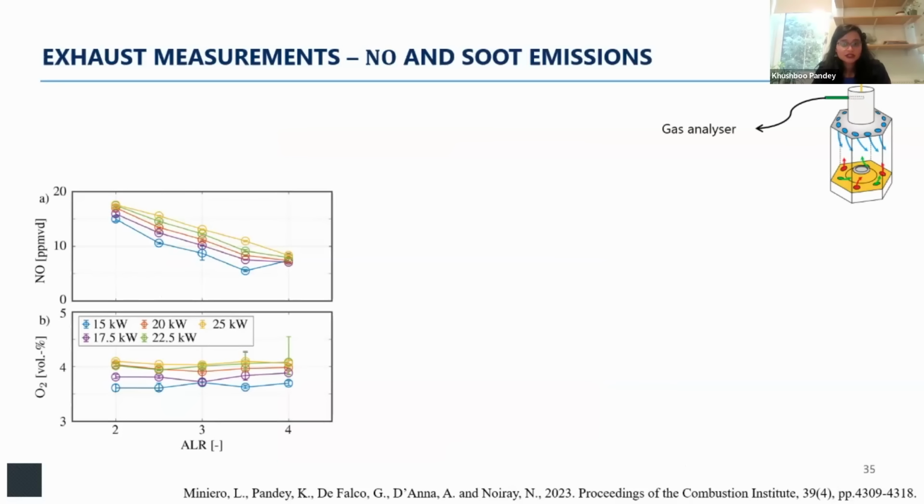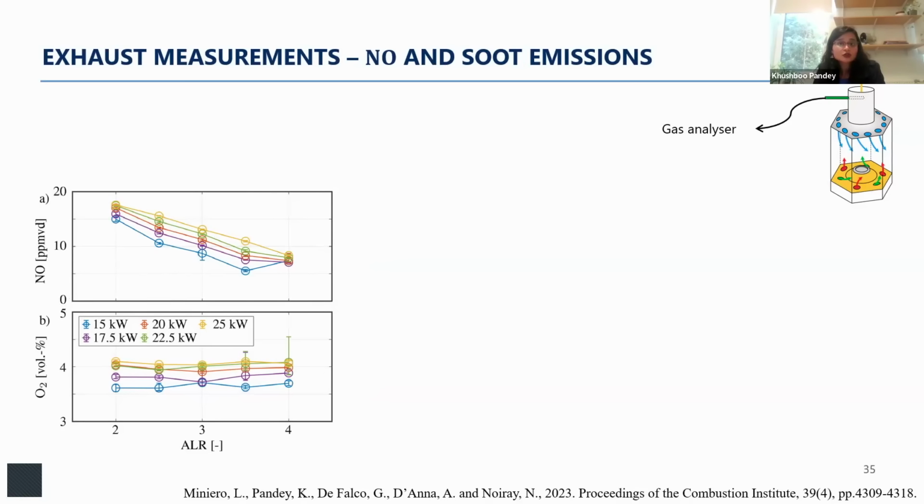The exhaust measurements for both NOx and soot emissions were performed for the hydrogen-assisted leaf, and we see that with increasing ALR, the NO emissions are increasingly lower, coming back to single digit, as low as 8 ppm VT, whereas the O2, the excess oxygen at the exhaust, remains well below 4%, suggesting complete combustion of the fuel inside.